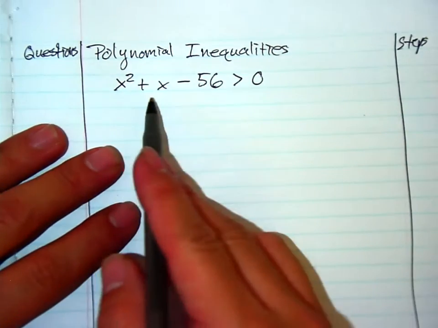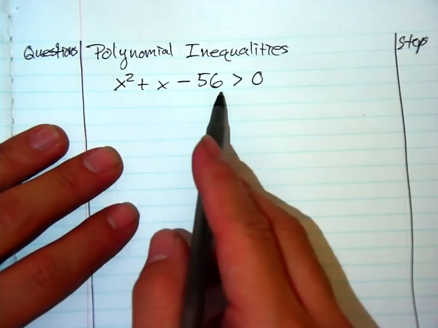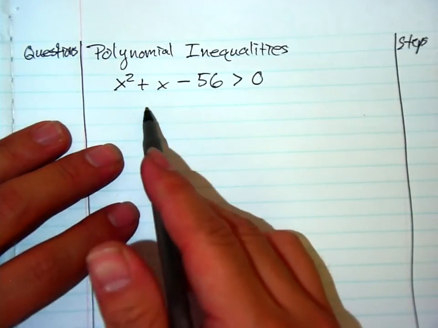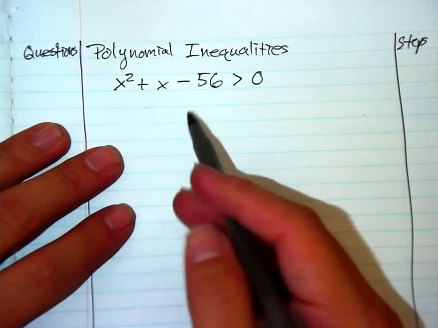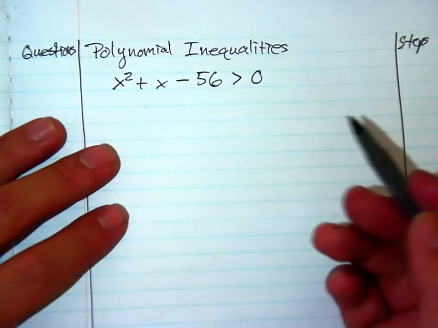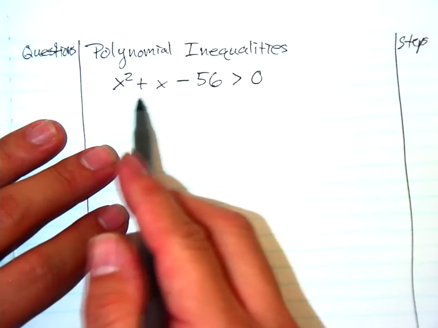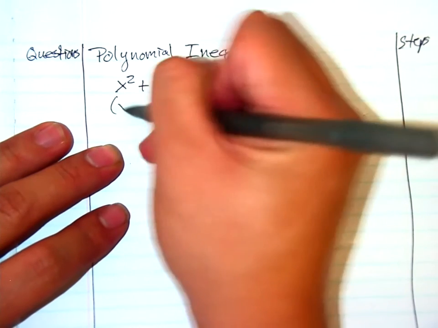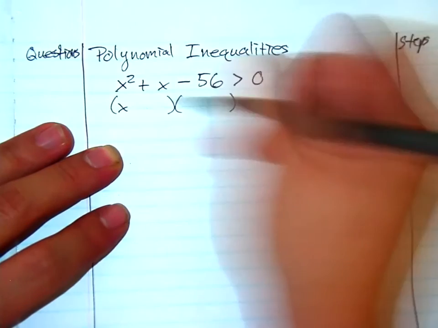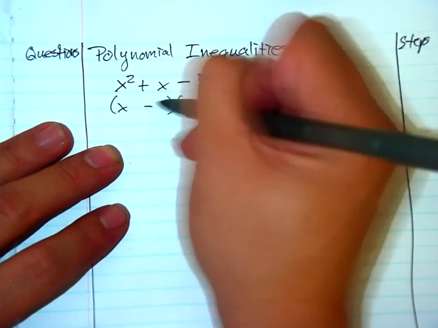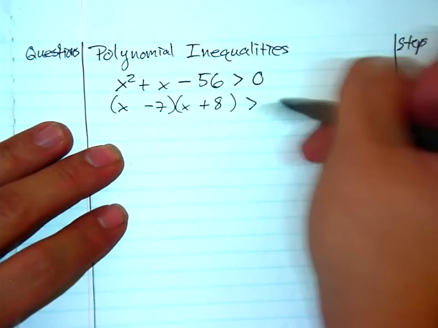In order to solve this, I do need to break these polynomials down as much as possible. In most cases, you might use factoring. You could use the quadratic formula if you have a quadratic equation, or any other way in order to break these down and somehow find your zeros. For this one, nice easy one to factor. I'm going to have x and x. I'm going to have plus 8 and minus 7. And all of this has to be greater than 0.